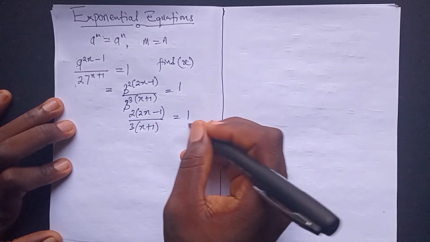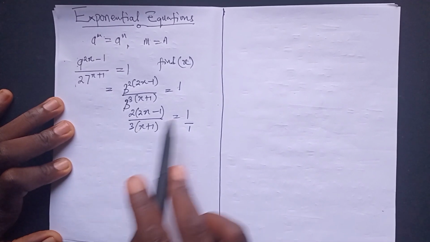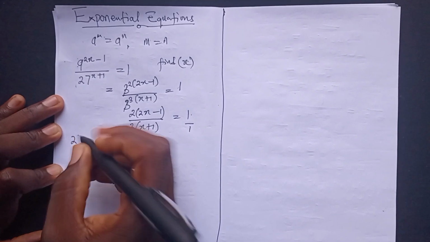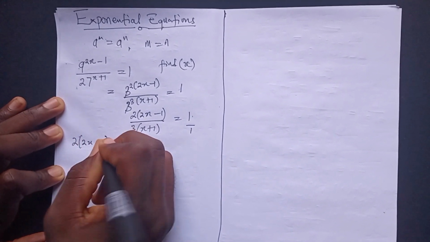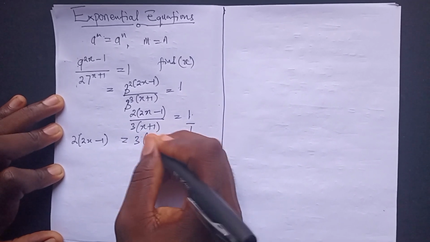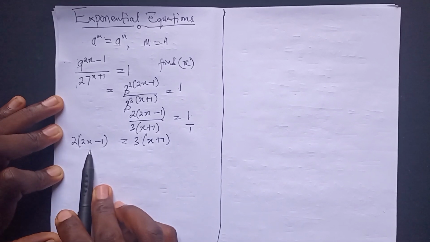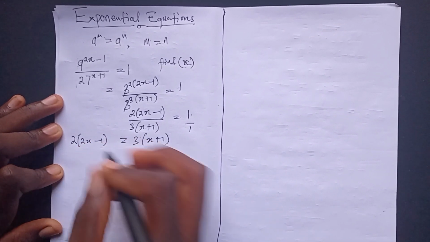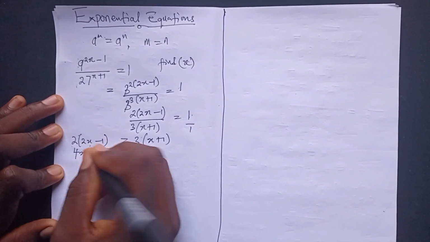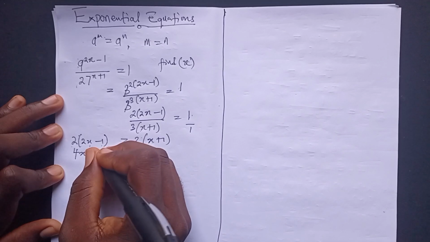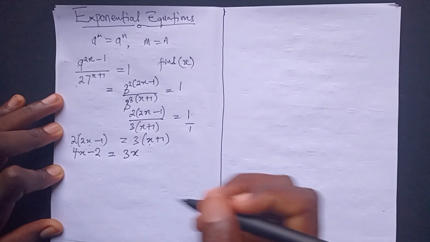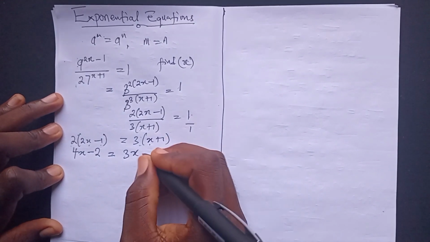So now if we cross multiply, we are having 1 here, because we multiply this times this and this times this. So we have 2x minus 1 times 1 will still give you 2x, equals to 3x plus 1. So 2 times, let's open the bracket. If you remove this bracket, we have 2 times 2x gives you 4x, 2 times minus gives you minus 2, equal to 3 times x gives you 3x, and 3 times plus 1 gives you plus 3.